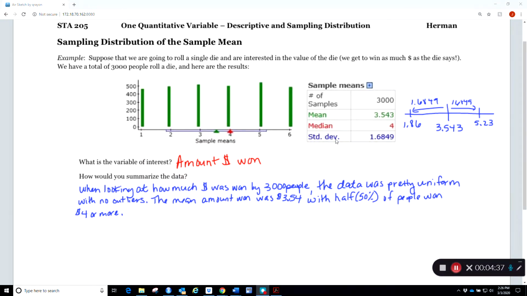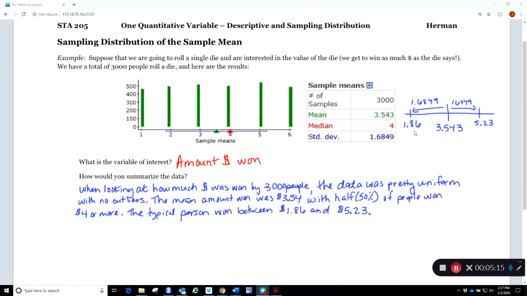Finally, with my standard deviation calculation we did over here, I can say that the typical person won between $1.86 and $5.23. Right, so that's not really anything new yet.